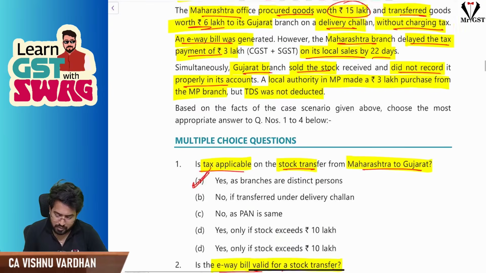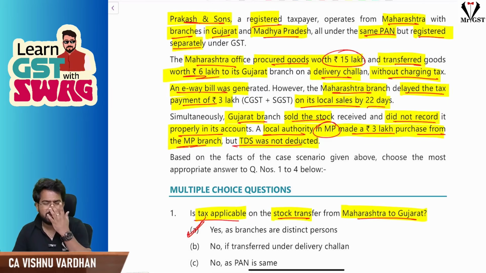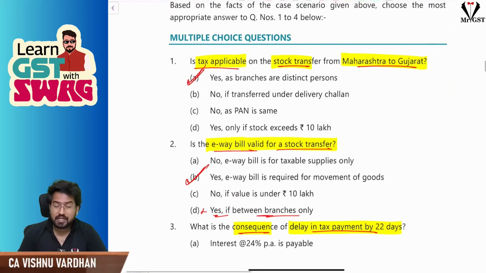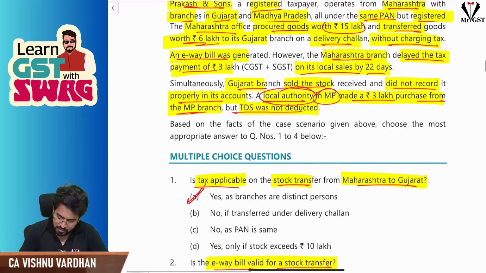Is the only question left out. A local authority in Madhya Pradesh made 3 lakh purchases from Madhya Pradesh branch, but TDS not deducted. Same state only within the state. So obviously TDS is applicable. So the condition is greater than 2.5 lakhs. Here, see the point is this is a local authority. TDS provisions generally will apply.